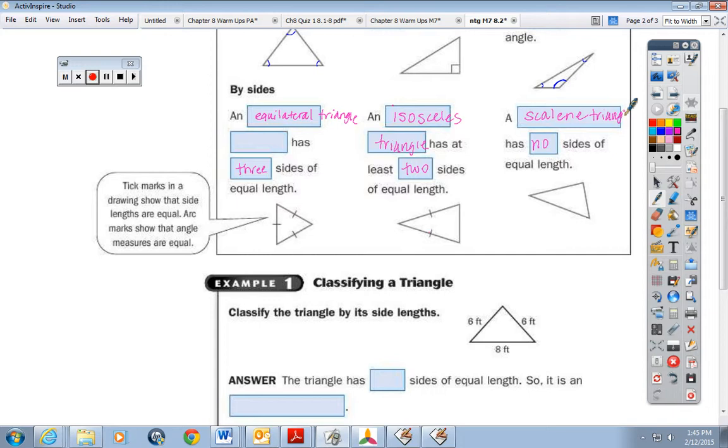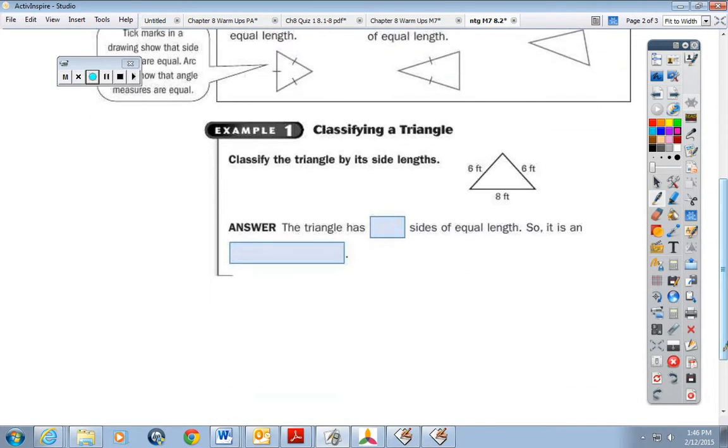Alright, so here's what your homework problems would look like. Classify a triangle. Now the directions in example 1 say classify by side length. So which three options do I have for side length? Equilateral, isosceles, or scalene. Okay? Because there's no angles involved here. Now on this one they actually give us the side length. So I've got 6, 6, and 8.